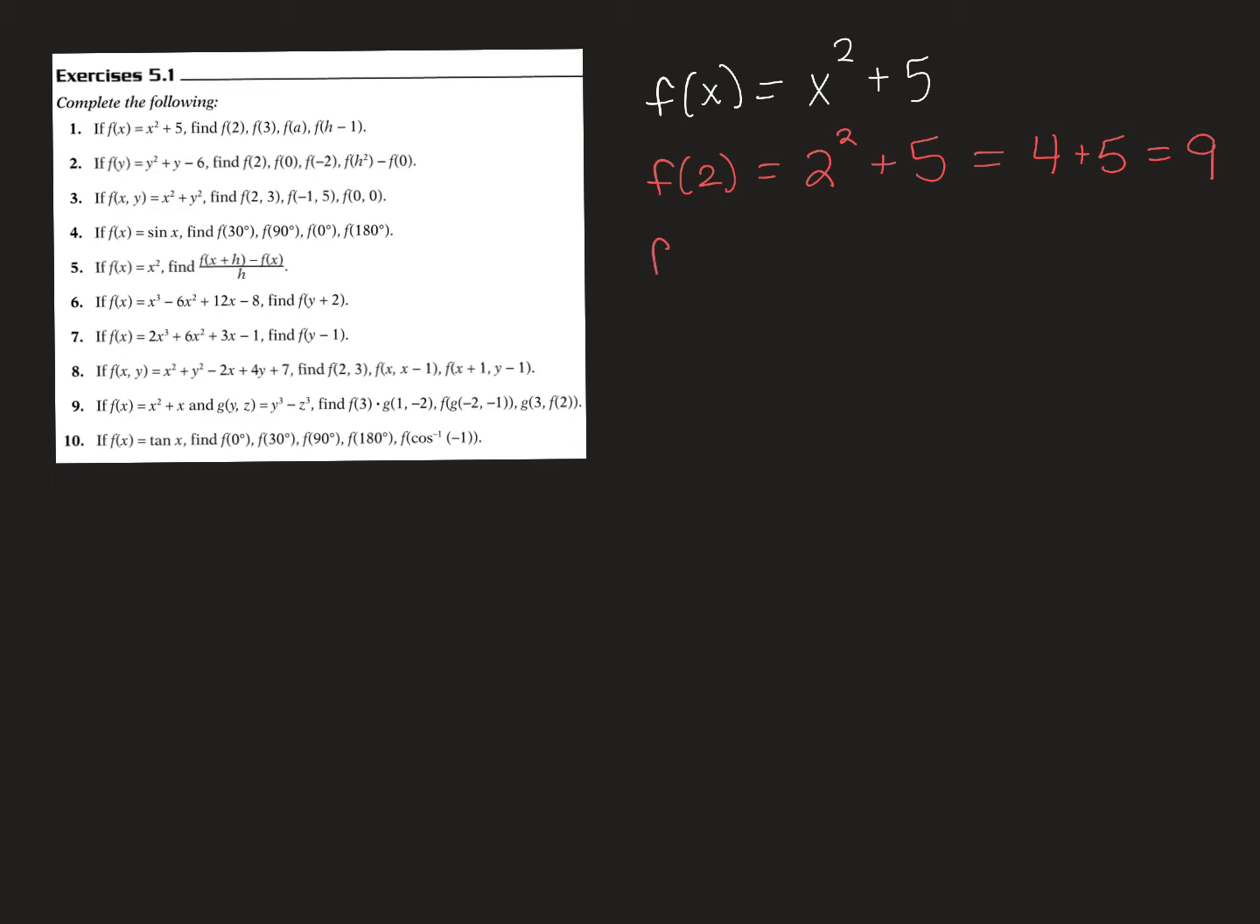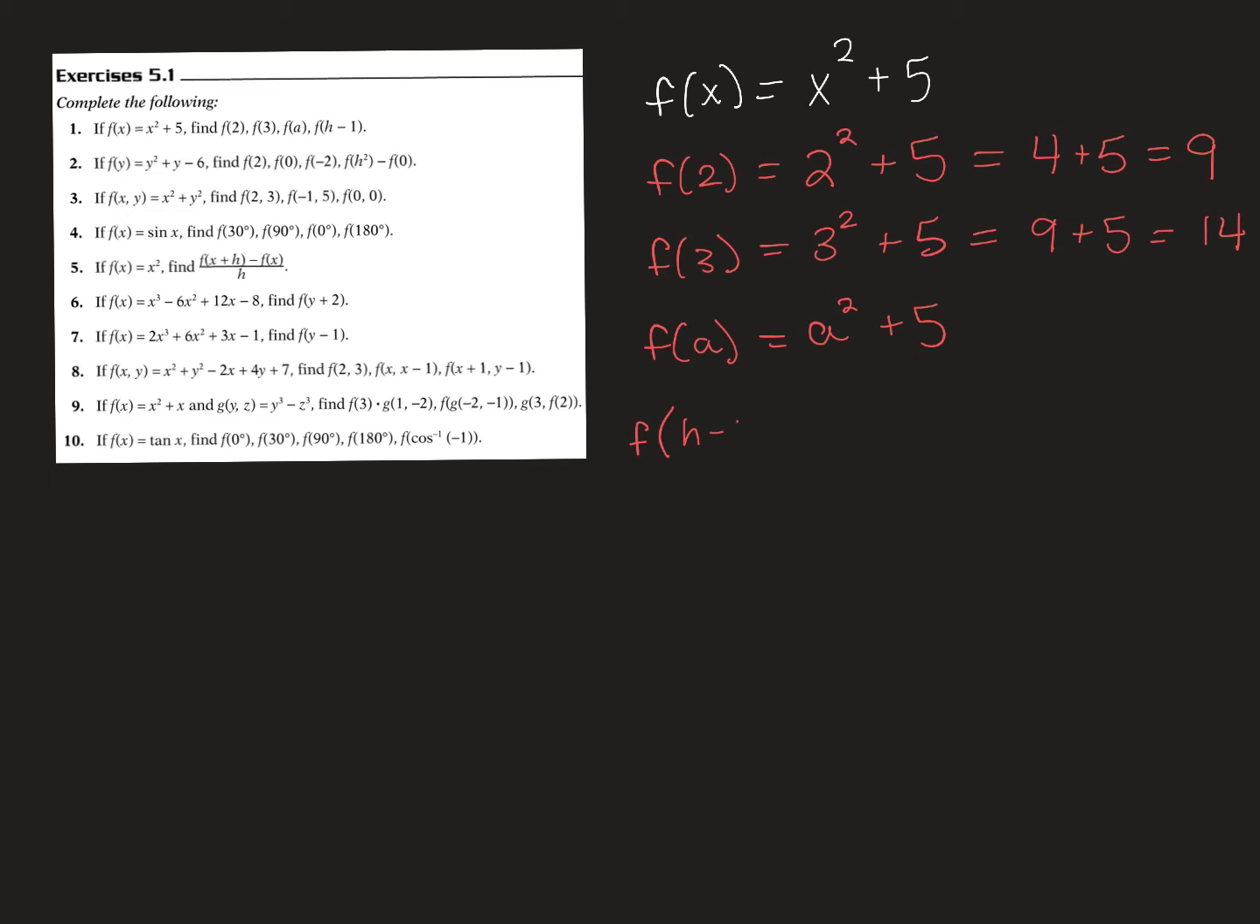Then you do that again for 3. So 3 squared is 9, plus 5 is 14. When you have a variable here, you're just going to replace your x with an a, so it's a squared plus 5. That's as far as you can go, and that's okay.